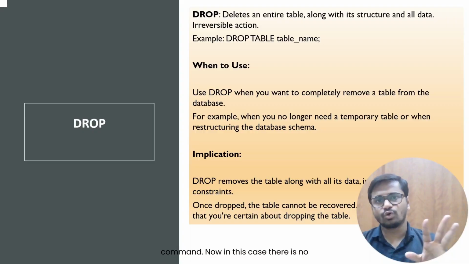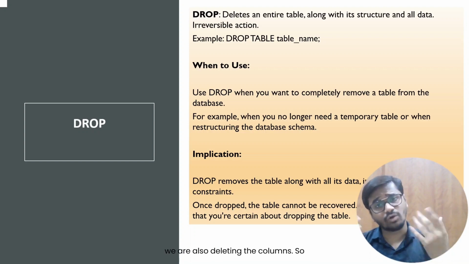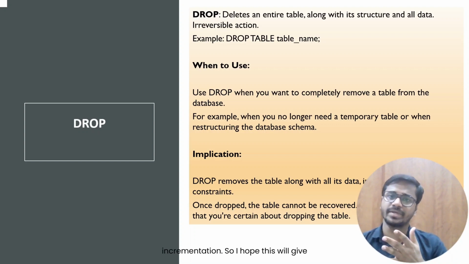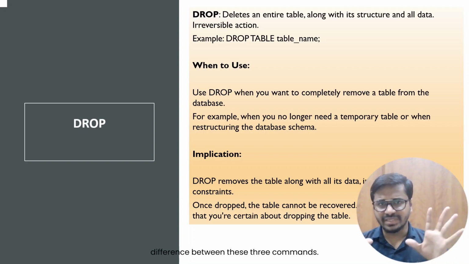Now in this case, there is no question of auto incrementation because we are not only deleting the records, but we are also deleting the columns. So rows, columns, everything we are deleting. So there is no question of auto incrementation. So I hope this will give you the basic understanding of the difference between these three commands.